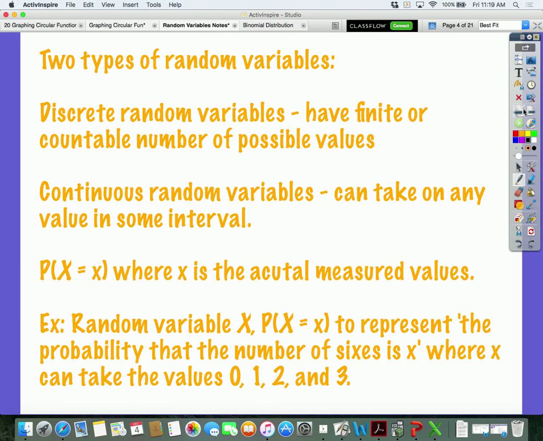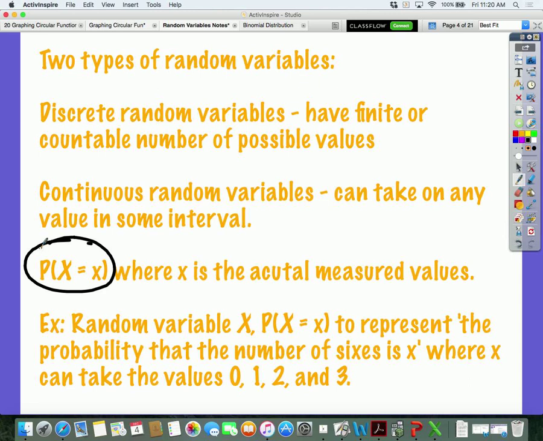Alright, so how do you represent a random variable? It's right here with this notation. The probability of your random variable equals x, where x is the actual measured value. So this lowercase x will represent the actual measured values. The example I give you here is the random variable X from the last example: the lowercase x represents the probability that the number of 6's is x, where x can take on the values of 0, 1, 2, or 3. So basically, you have a die that you roll 3 times, and x can represent the number of 6's.